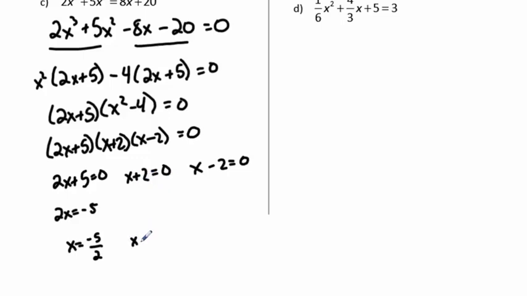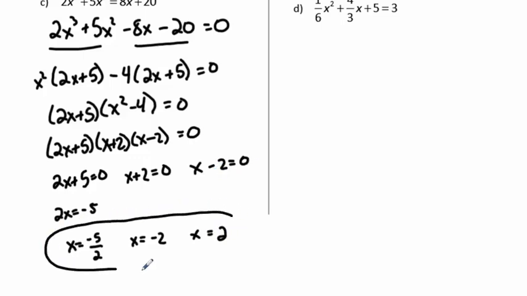Subtract 2 from both sides. Another of your answers is x equals negative 2. And add 2 to both sides. Another of your answers is x equals positive 2.